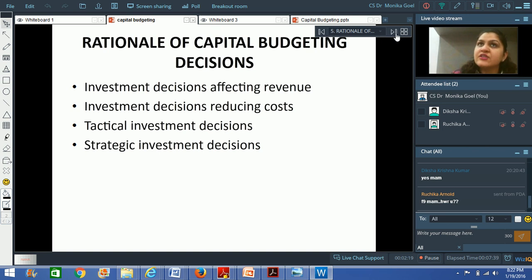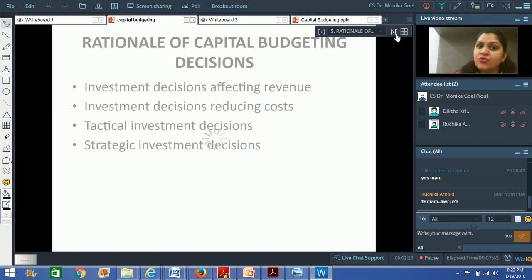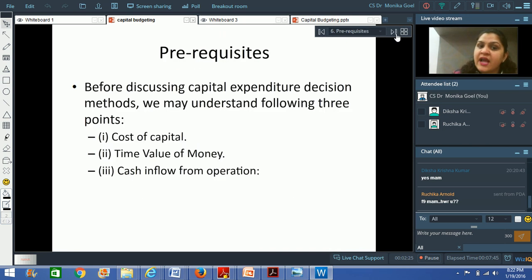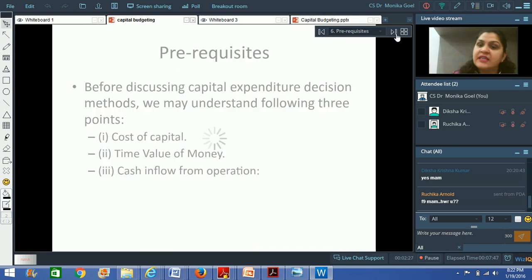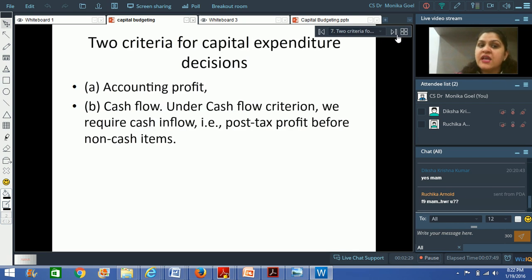I also told you that this is a decision where a major amount of money is involved. It's a huge investment which has to go in the capital budgeting decision, and therefore again we have to be very, very careful about these decisions.